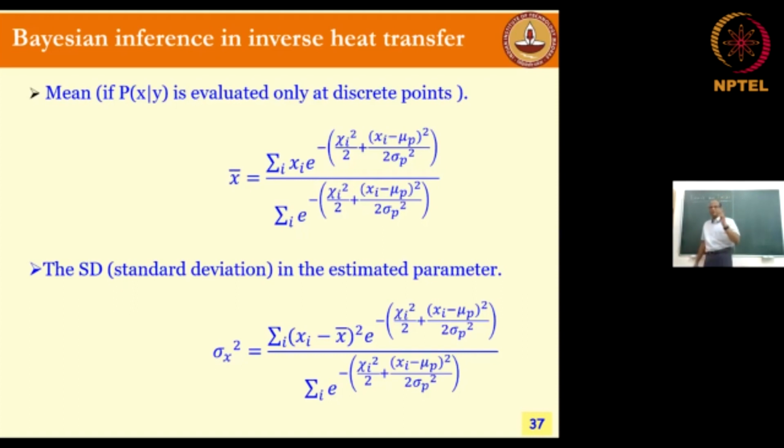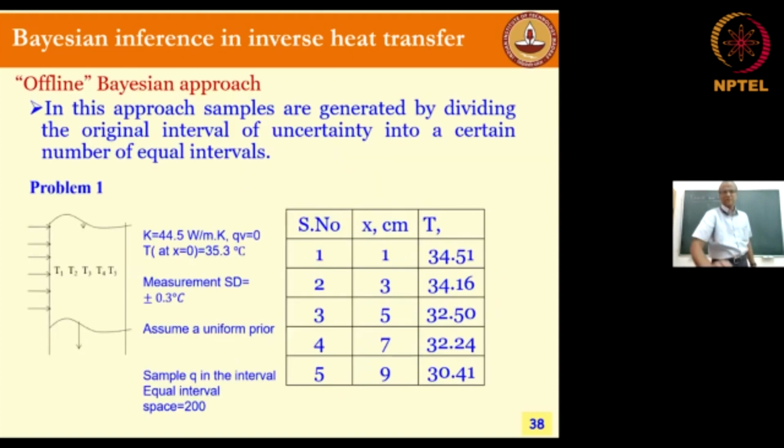So this is very nuanced, very subtle, but this is the hallmark of the Bayesian. Okay, and the standard deviation is one more second moment that is given like this. So this is a classic problem. I don't know whether we solved it in the class or on the quiz. There are 5 temperatures. Left side there is a Q. Thermal conductivity is 44.5. Standard deviation of the measurements plus or minus 0.3 degrees centigrade. Assuming uniform prior, 5 temperatures are given.